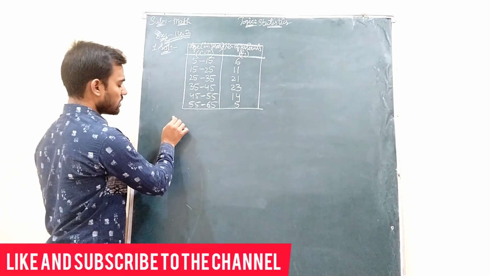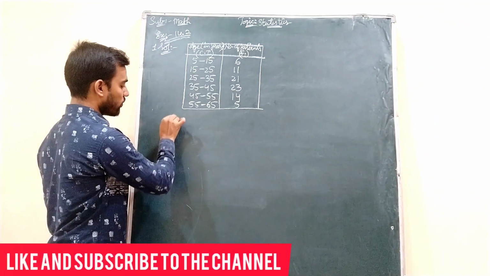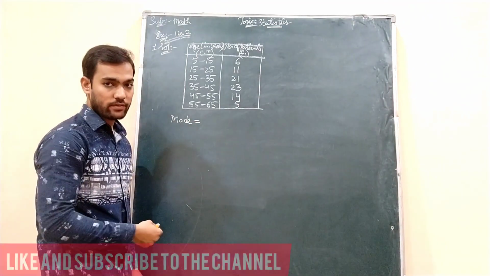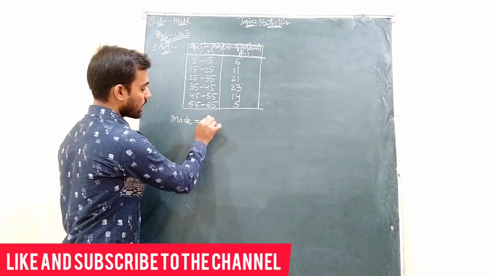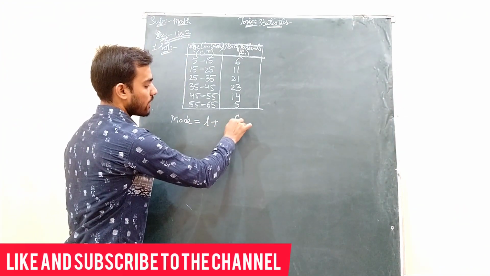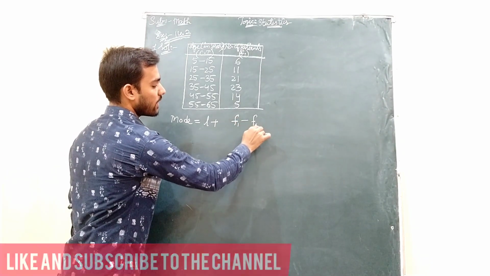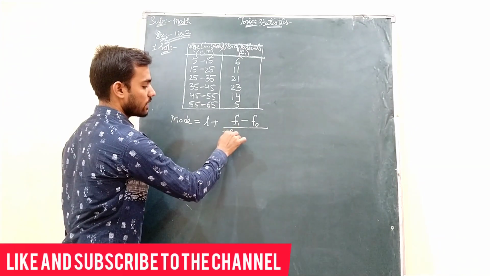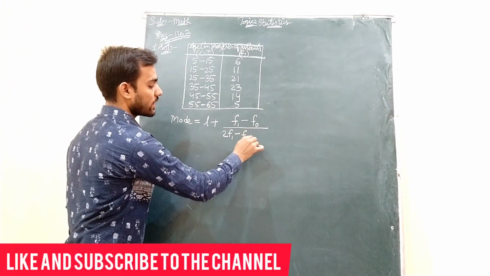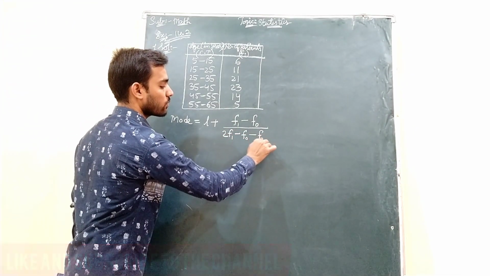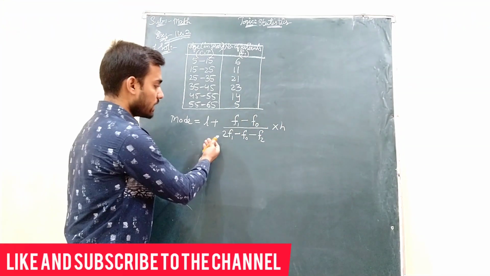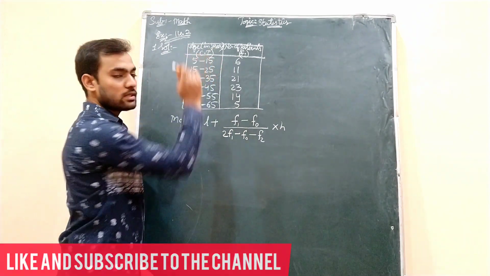Then just below we will write the formula of mode. Mode equals, just now we have seen the formula, very easy: L plus (F1 minus F0) divided by (2 F1 minus F0 minus F2), and then this into H as it is. Now we need to decide all these 5 values from this table.